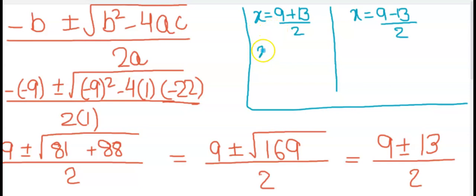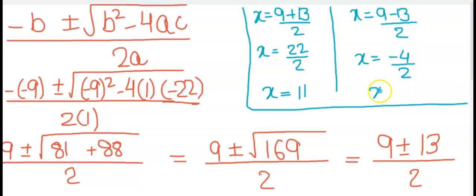What is 9 plus 13? 22 over 2. Did I make a mistake somewhere? No, it is 22. So the value of x is 11. Here, what is 9 minus 13? That's minus 4 over 2. So the value of x is minus 2. Yeah, so I got two values.